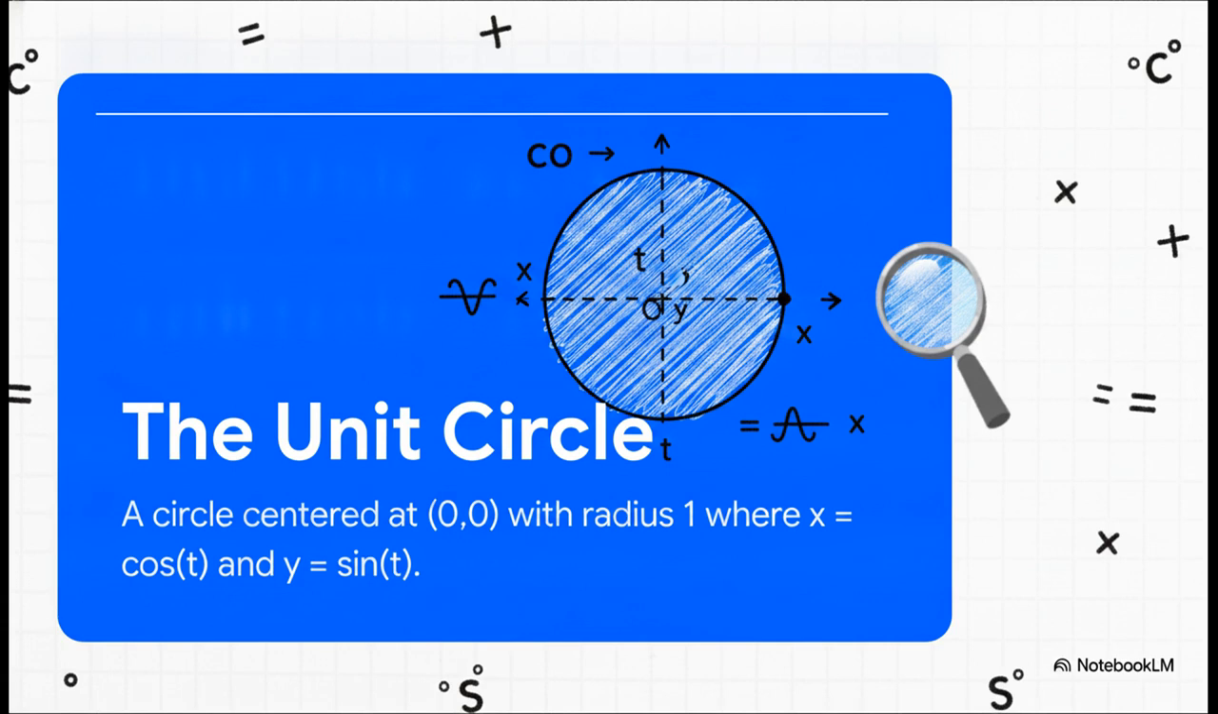The unit circle is simply a circle centered right at the origin, (0, 0), with a radius of exactly 1. When we draw an angle, which we'll just call t, from the center, it hits the circle at a specific point. That point has an x and y coordinate. Here is the golden rule, you guys. The cosine of that angle is the x-coordinate, and the sine of that angle is the y-coordinate. Cosine is x, sine is y. Literally burn that into your memory.